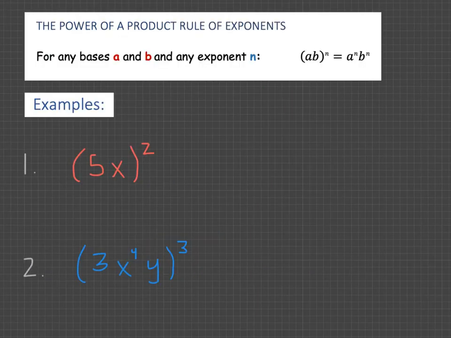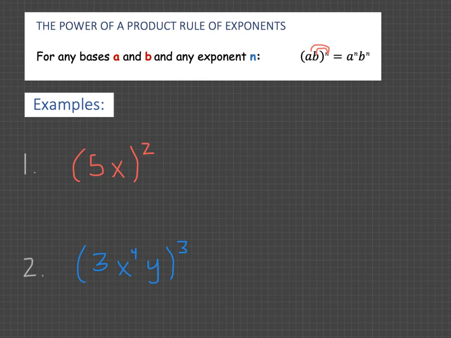The next rule that we're going to look at is the power of a product rule of exponents. That means that we have a product that has a power applied to it. So inside parentheses, we've got 2 things multiplied together, or we could have more than 2 things multiplied together. It has an exponent on the entire thing, the entire product. So what we do is we distribute that power, that exponent, to the things on the inside. So it becomes a to the n times b to the n. Let's look at an example.